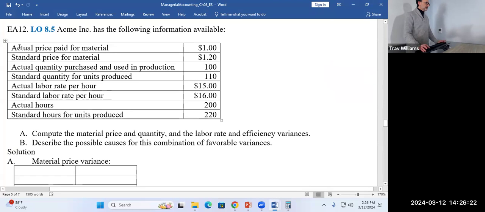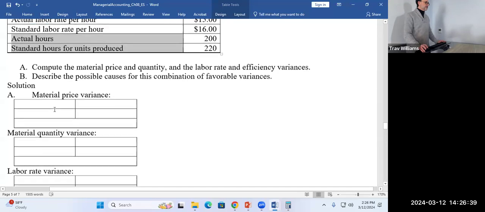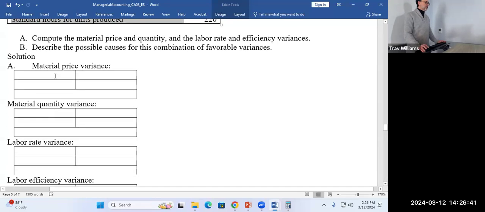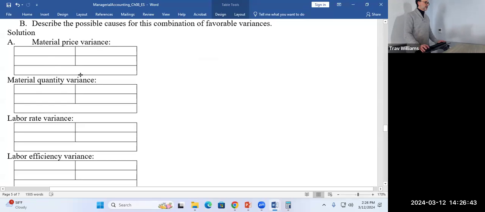And again, they tell you actual price and standard price, actual quantity, standard quantity for materials. Actual labor rate, standard labor rate, actual hours, standard hours. Nothing tricky. So what you're going to do is fill in, again, the way I would do it, is put in your formulas, then just replace the letters with the actual amounts, and then do your calculation.